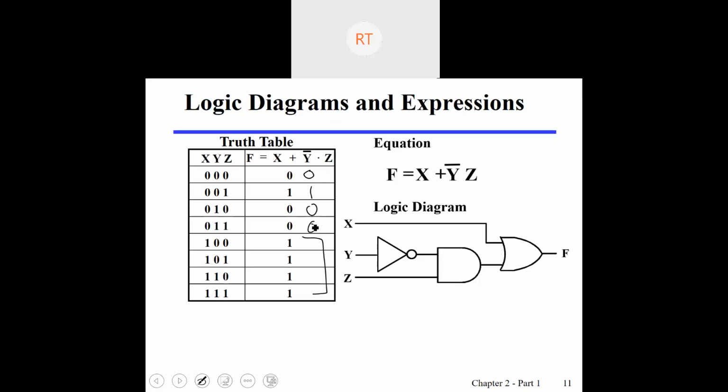Do you want me to repeat it, please? Or you got it? Anyone want me to repeat? No, it's clear. Okay. So this is a fast way of filling the truth table.